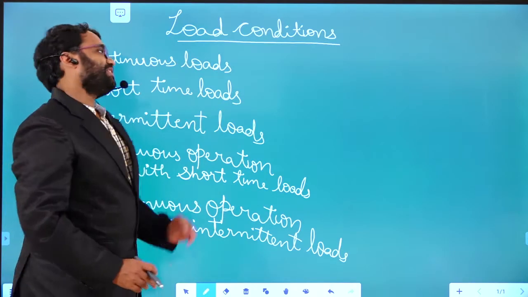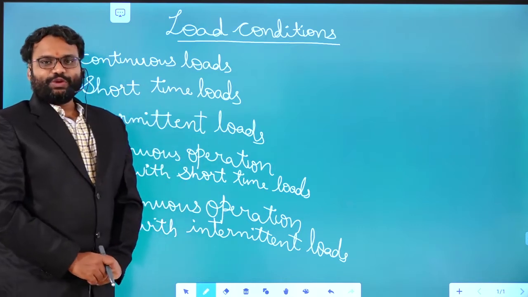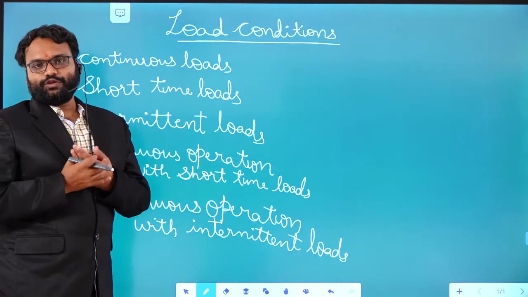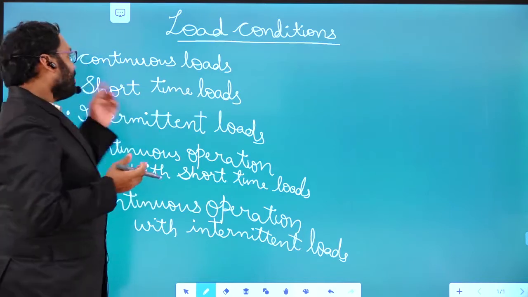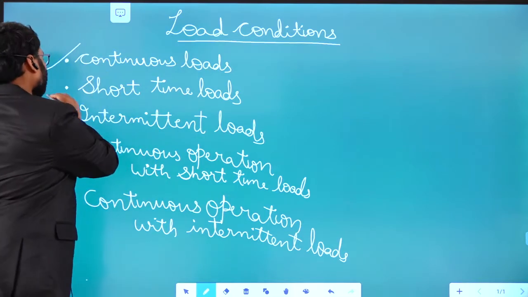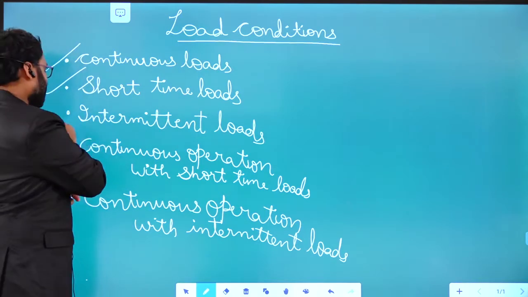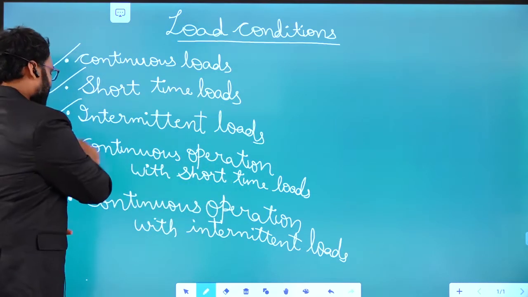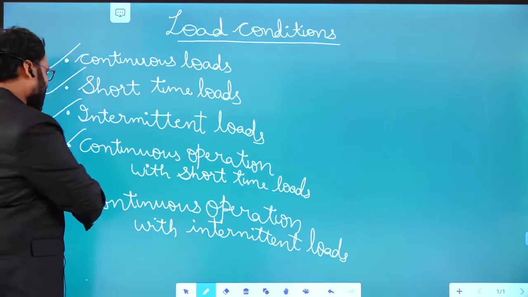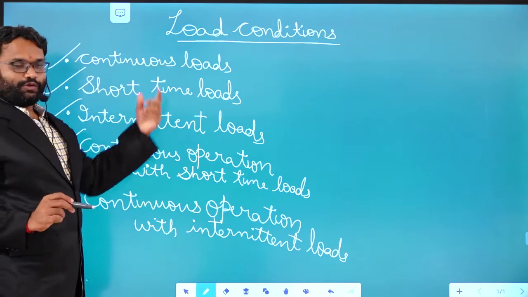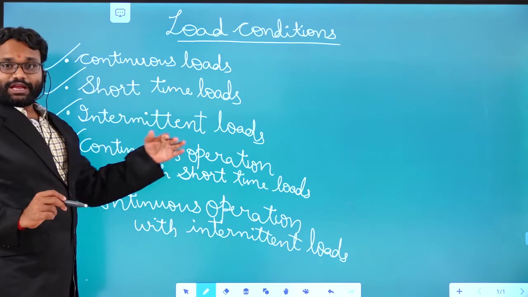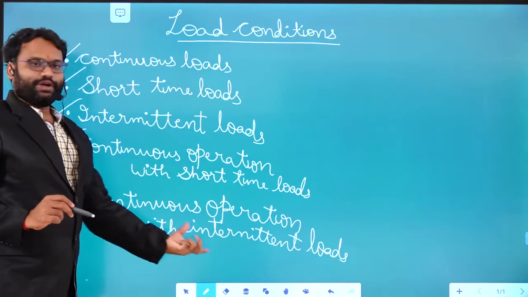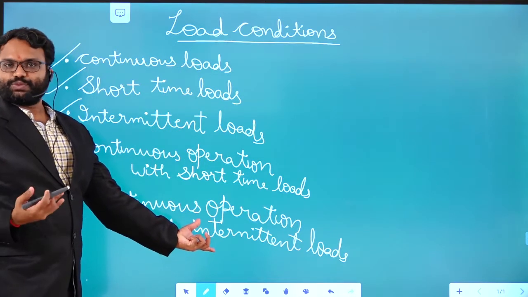So the next concept is load conditions. As we know, it depends upon the loads, and we have n number of loads. We can classify them as continuous loads, short term loads, intermittent loads, continuous operation with short term loads, and continuous operation with intermittent loads. That means the combination of a continuous load with a short term load is one kind of load, and the combination of a continuous load with an intermittent load is another type of load condition, we can say.